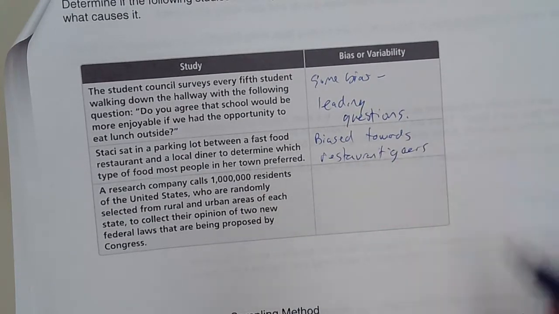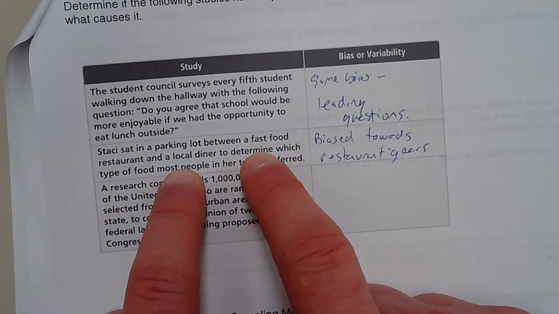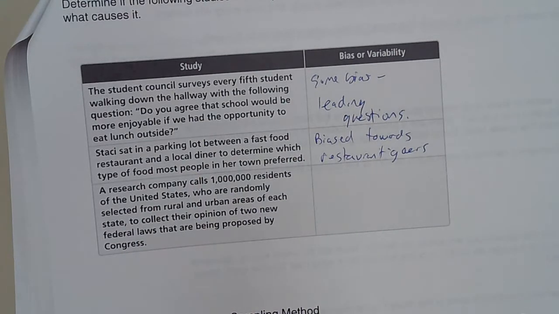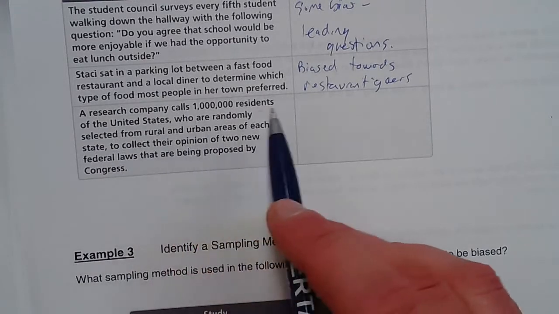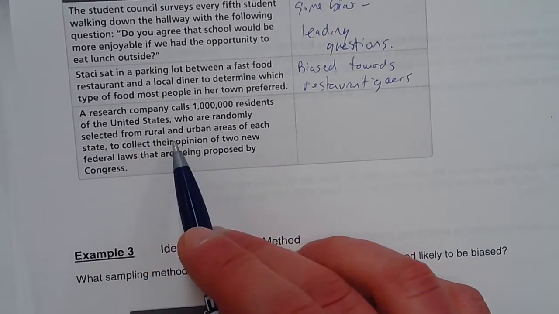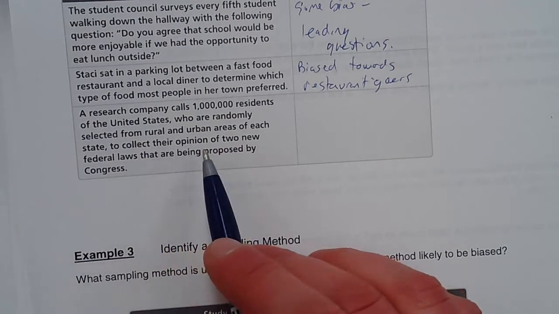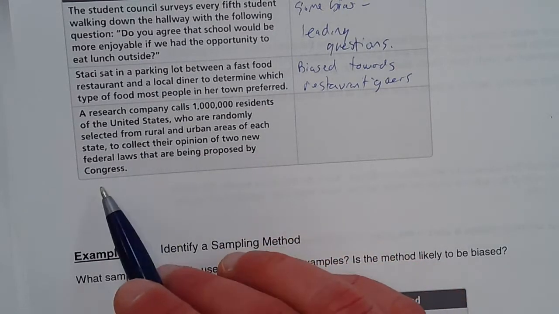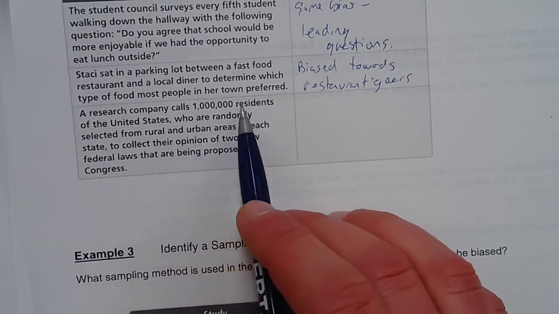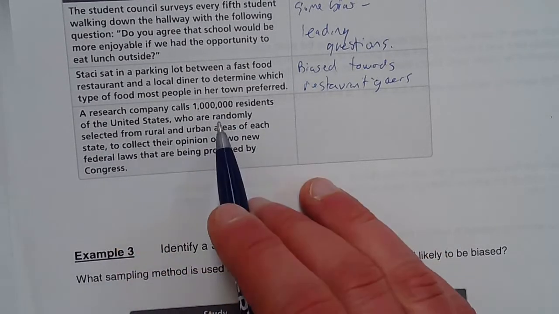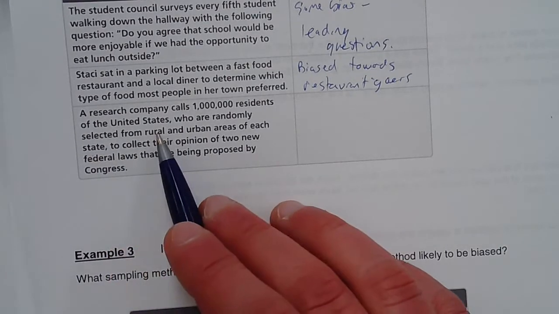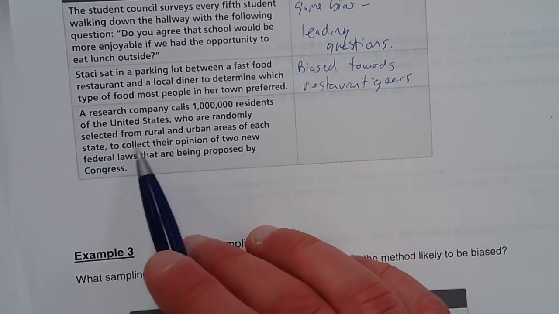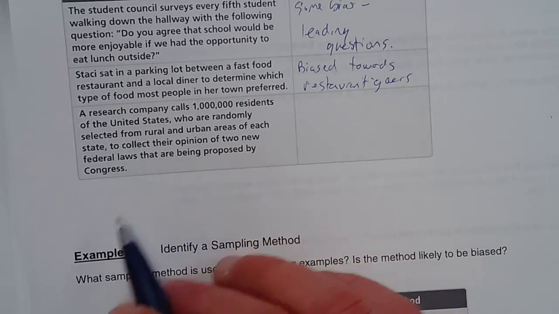And again, the problem here is her data is not going to represent the population. It's a subset. It's the people who are going to these restaurants that she's surveying, not all of the people in her town. Okay, and then to wrap this up, a research company calls 1 million residents of the United States, randomly selected from rural and urban areas, to collect their opinions on 2 new federal laws that are being proposed by Congress. So a lot of people being sampled, that's good. Randomly selected from different areas of each state. So each state's represented, each kind of area is represented, and they're collecting opinions on some federal laws.